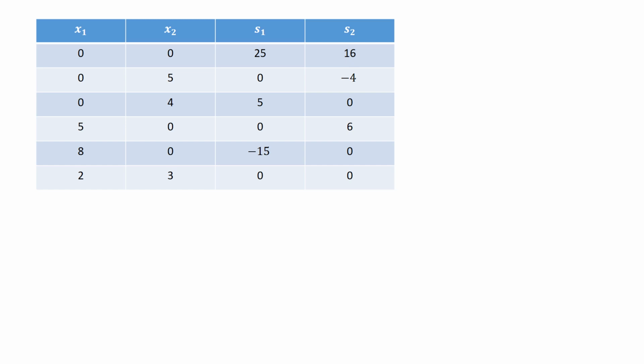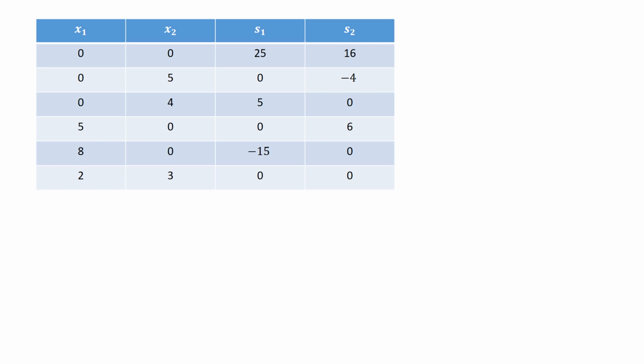So we see that in row 1, when x1 and x2 are 0, s1 and s2 are 25 and 16. Now, if you recall the original problem, this makes sense because we started with 25 pounds of flour and 16 pounds of sugar. So x1 represents the pans of coffee cakes, and x2 represents the pans of Danish. So this makes sense because we've made no pans of coffee cakes and no pans of Danish, so we've used no flour and no sugar yet, so we have the full amount.